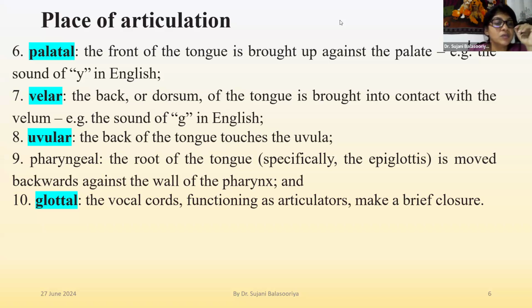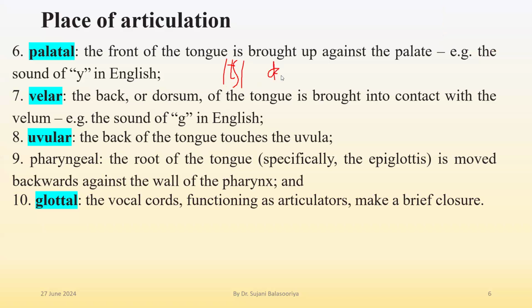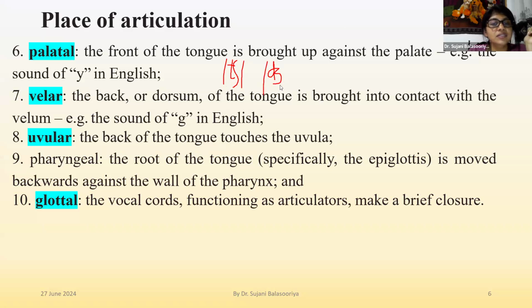In producing what sounds? Okay, I'll write the symbols here, the difficult symbols. Ch, and the other one? J. Ch, j. You can produce and check. What happens? The front of the tongue touches the hard palate. So these two are palatal consonants.